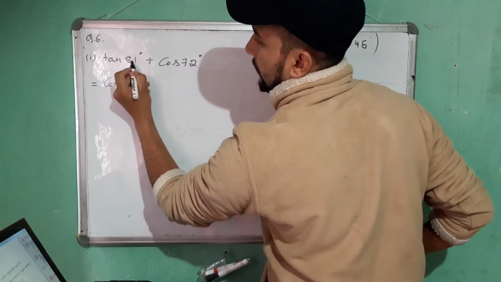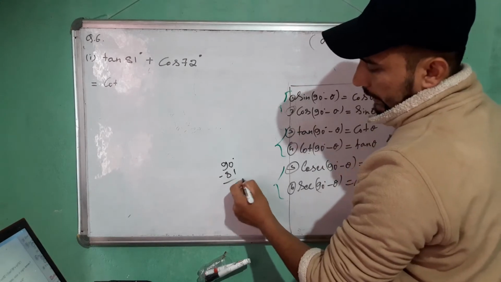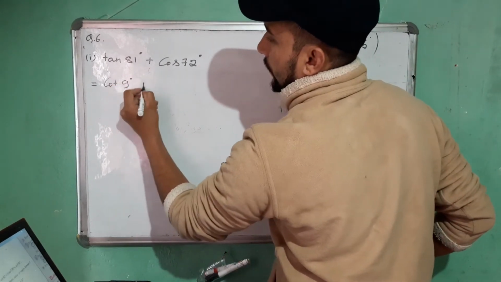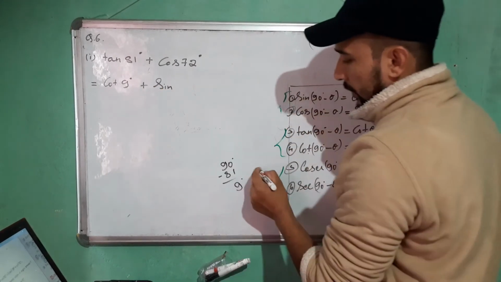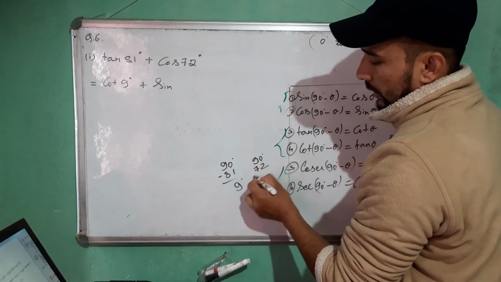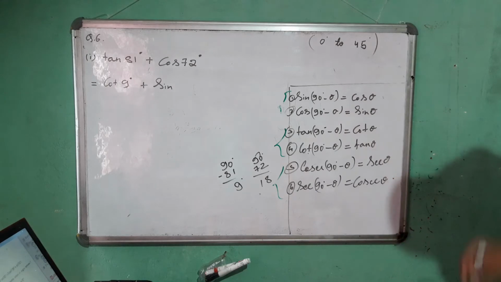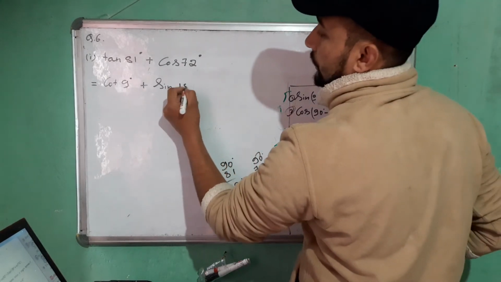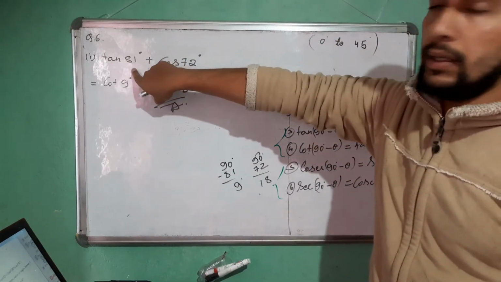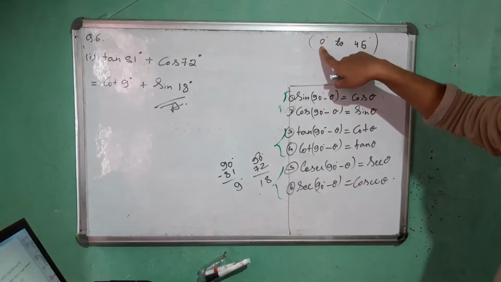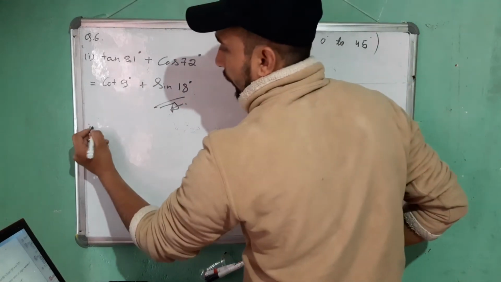The complement of tan is cot, and the complement of 81 is 90 degree minus 81 degree, so it will be 9 degree, plus cos, the complement of cos is sine, the complement of 72 is 90 degree minus 72, which will be 18 degree. This is your answer. So we have reduced the angles to between 0 and 45 degree, 9 and 18 degree. Next, question number 2.